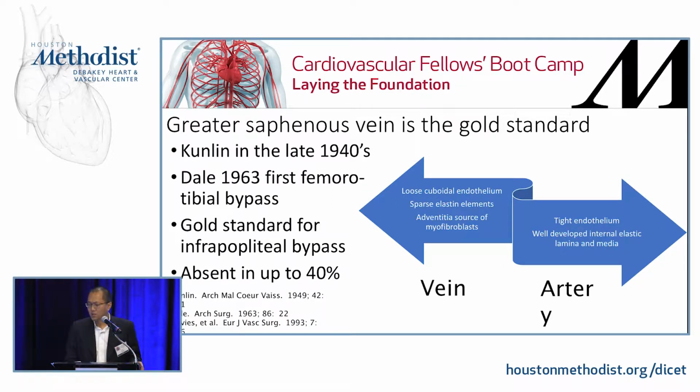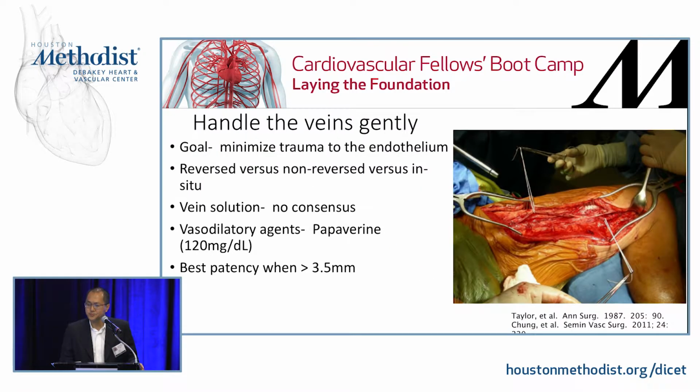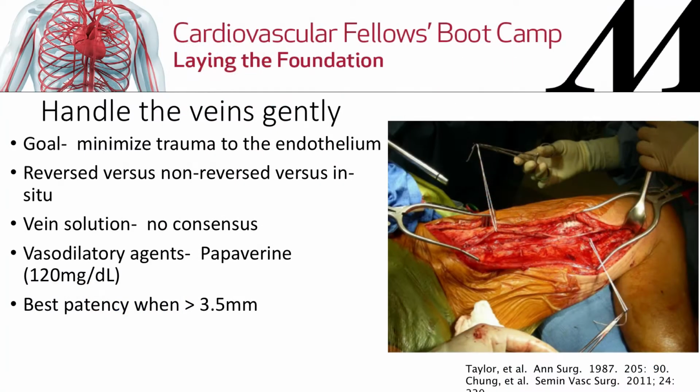The other thing is the adventitia is the main source for myofibroblasts, so you want to handle the vein very gently. It remains the gold standard, but unfortunately it is absent in up to 40% of patients. When you are harvesting the vein, this is a picture of a femoral vein harvest, one of my favorite things to do, actually. Because of all the differences between the veins and the arteries, one of the goals when you harvest this is to minimize trauma to the endothelium. So handle it very gently.